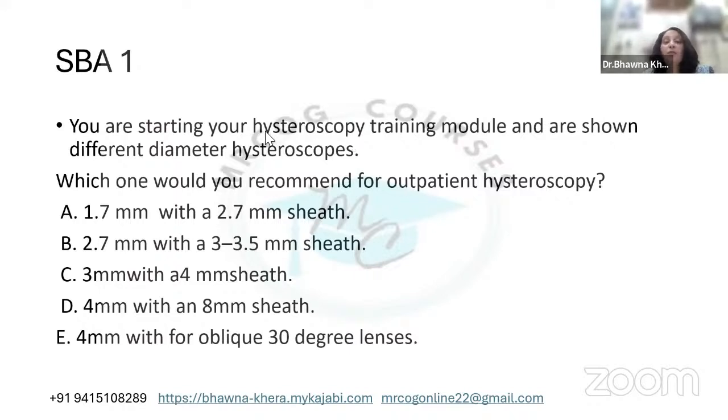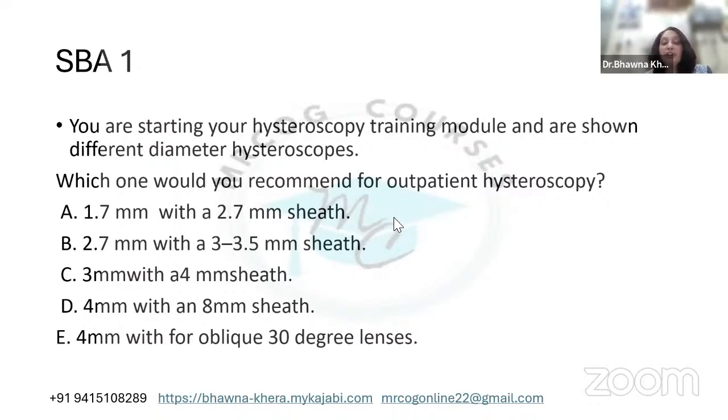You are starting your hysteroscopy training module and are shown different diameter hysteroscopes. Which one would you recommend for the outpatient hysteroscopy? A is 1.7 millimeters with a 2.7 millimeter sheath, B is 2.7 millimeters with a 3 to 3.5 millimeter sheath, C is 3 millimeters with a 4 millimeter sheath, D is 4 mm with an 8 mm sheath, and E is 4 mm with oblique 30-degree lenses. Which one are we going to choose for these patients?